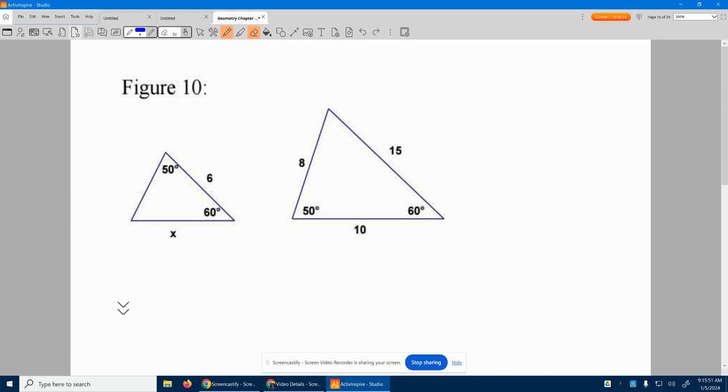Number 10. Okay, so again, we have similar triangles. They're similar. 50, 60, 70, 50, 60, 70. We have to set up the correct sides. We're trying to find X, so I'm going to start with him.